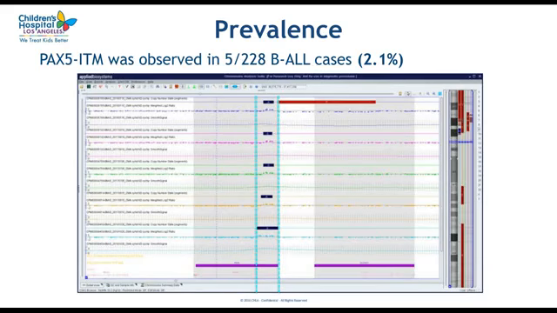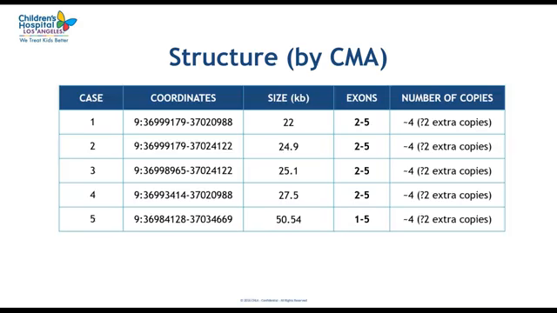So in a cohort of more than 200 cases, we had 5 cases of this PAX5 abnormality, for a prevalence of about 2%. And based on array data, it seemed to have a pretty consistent size, about 25 kb, with only the first case that I described being a little larger. And it always seemed to involve exons 2 to 5, as previously described.